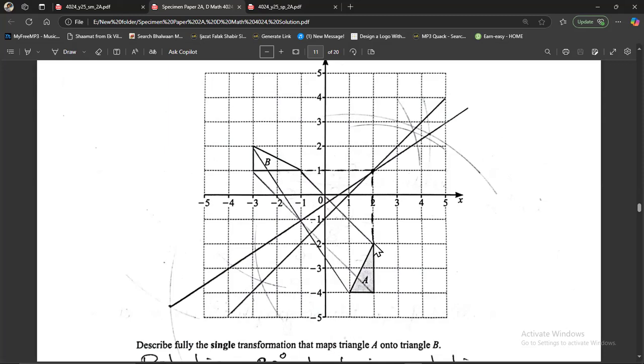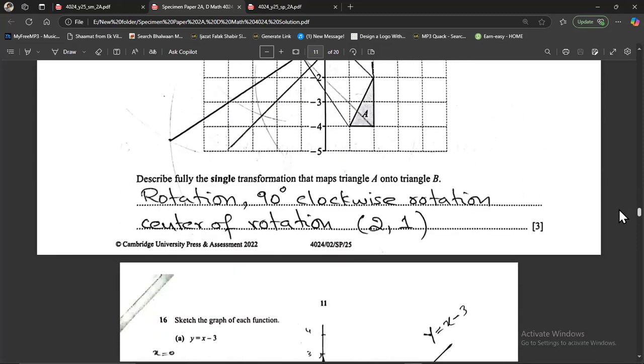You join this point with the center of rotation. You join the same point in the image with the center of rotation. Check how much this angle is. So the object is here, the image is here. So this angle is 90 degrees clockwise. So this is a rotation, the center of rotation is (2, 1), and the angle of rotation is 90 degrees clockwise. So it's a 90-degree clockwise rotation. Center of rotation is (2, 1).